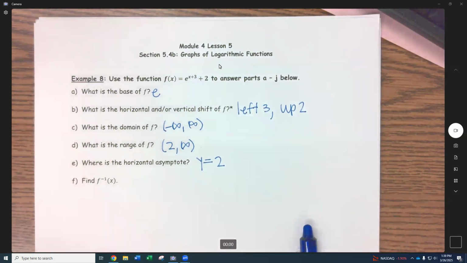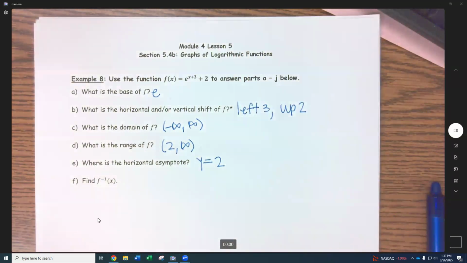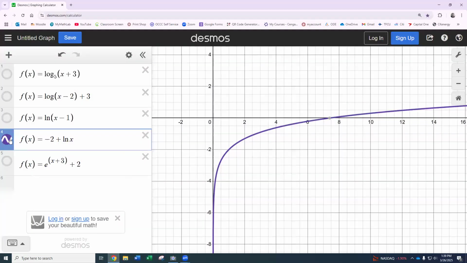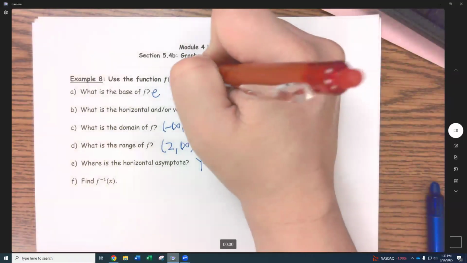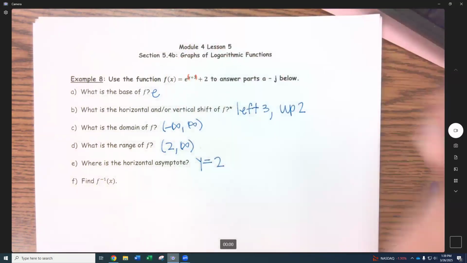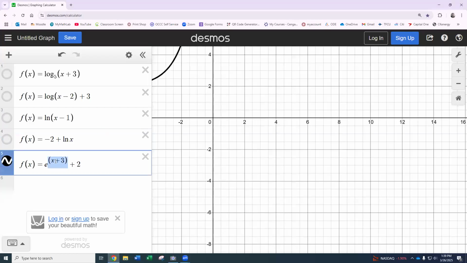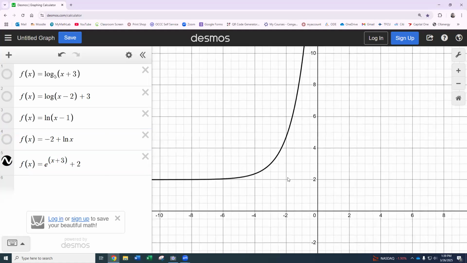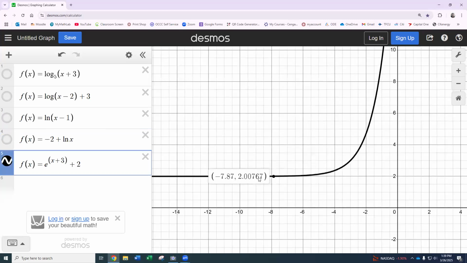So for these three, let's pull up the graph real quick again. And here is this, and do remember when I put this into Desmos, you have to put that in parentheses, otherwise only the x will go up. So make sure you include that in parentheses. So that's what I did right there. And here is my graph. And you can see that horizontal asymptote is right there at 2.